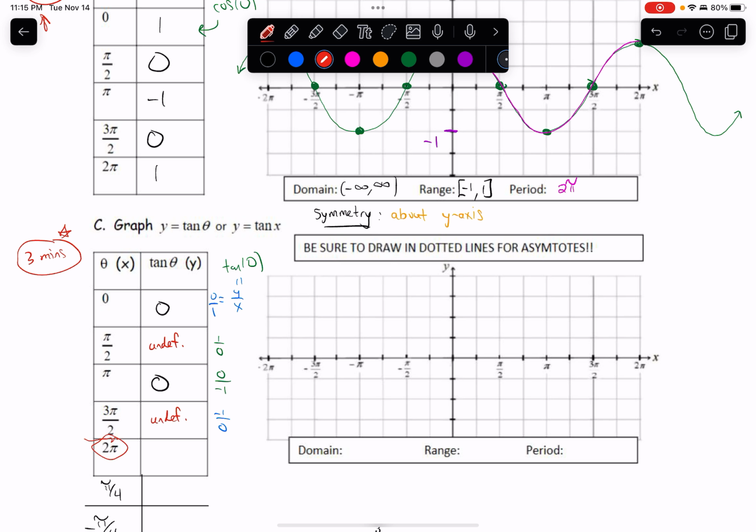2 pi, that's the same spot on the unit circle that 0 is at. So the output is going to be 0 for that. Tangent of 2 pi is also going to be 0. If I were to just plot these points right now, let me put some tick marks on the y-axis. Let's say that this is 1 and this is negative 1. Okay, well, when x is 0, the y value is 0. So that's here. When x is pi, the y value is 0. And then when x is 2 pi, the y value is 0. That's just not a whole lot to go off of.